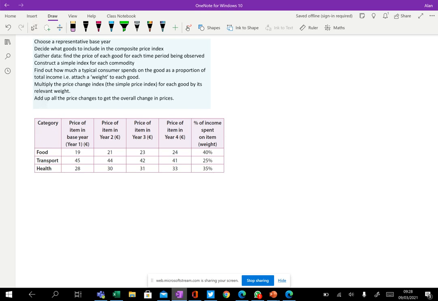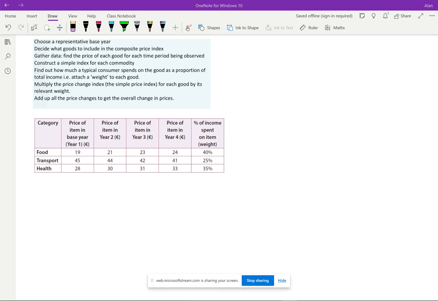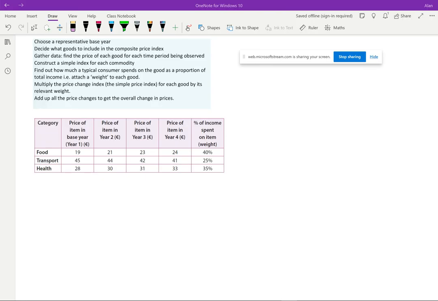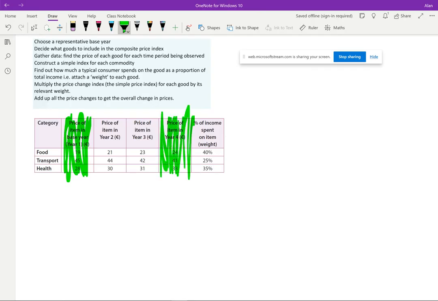Okay, so this is the second part of this video, looking at calculation of inflation rate using the composite price index. So we looked at this in the previous video. What we're going to do now is compare year 1 and year 4. So over the 4-year period, what's the rate of inflation? Okay, so let's just continue on what we're doing.